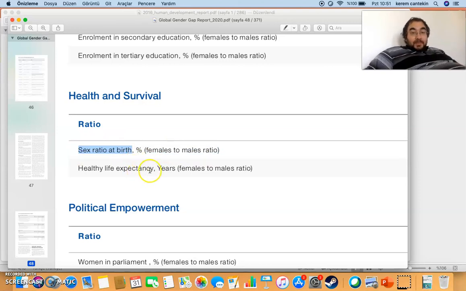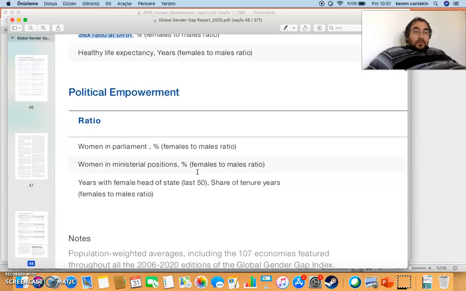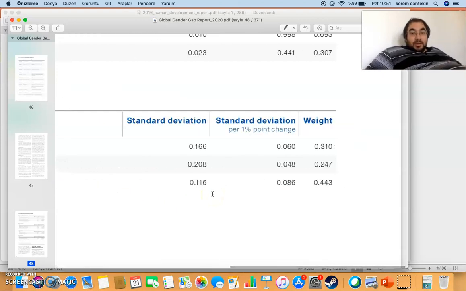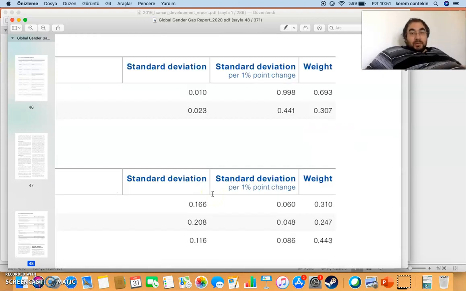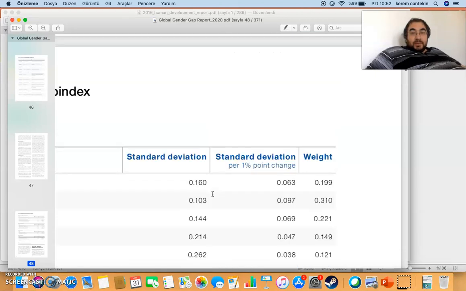Healthy life expectancy, female, male, and then women's empowerment: women in parliament, women in ministerial positions, years of female head of state in the last 50 years, share of tenure years, female to male. So these are the variables calculated, and you have different weights for different variables, by the way.